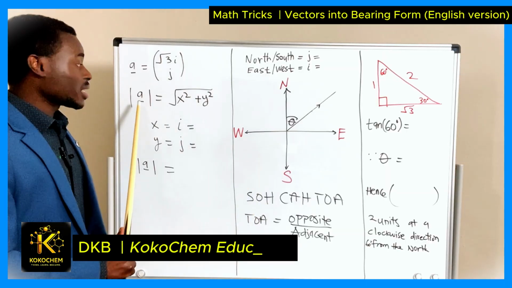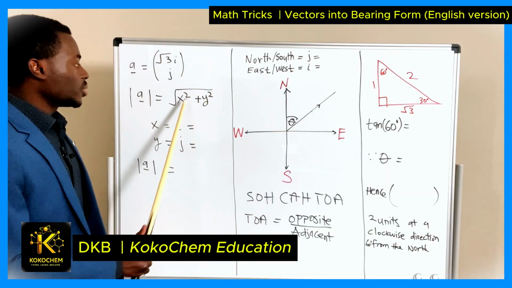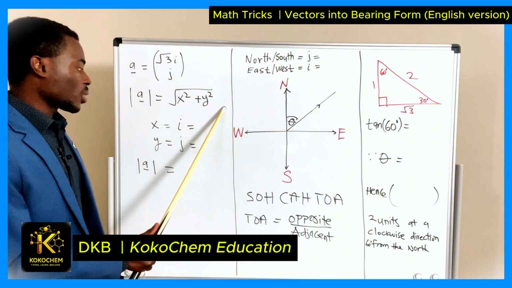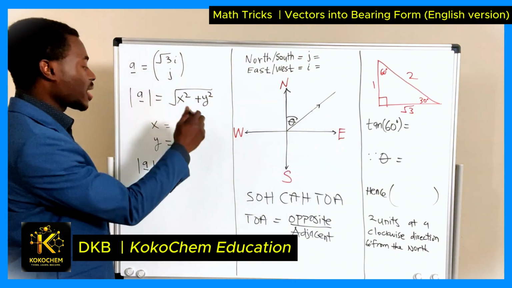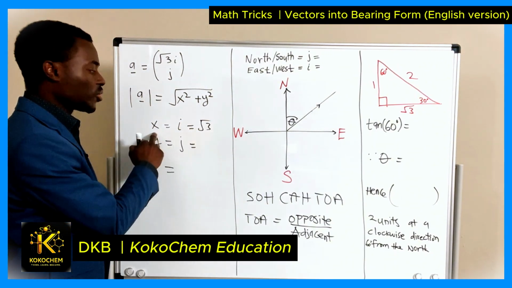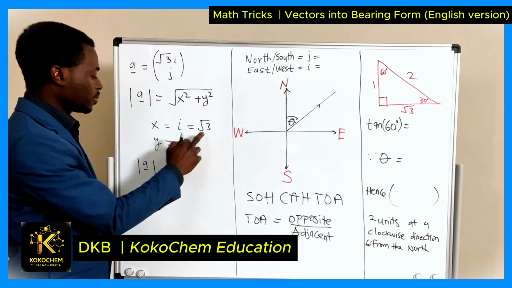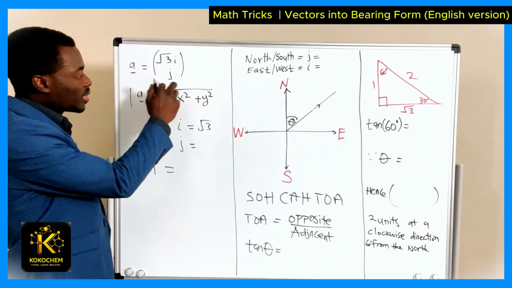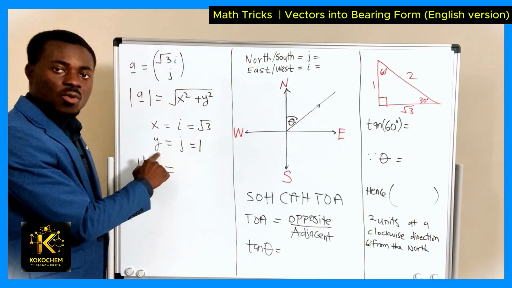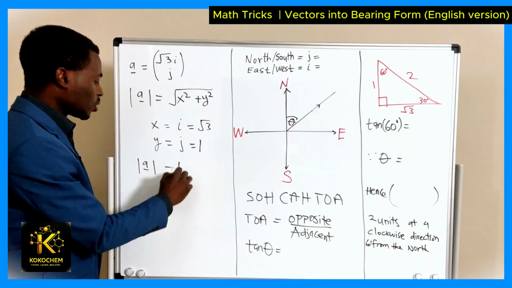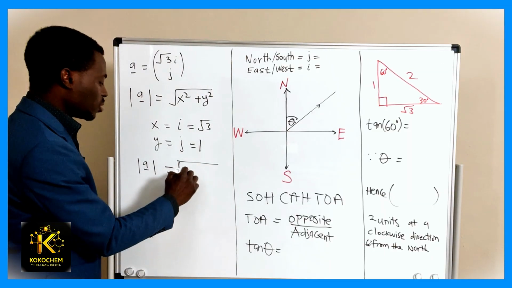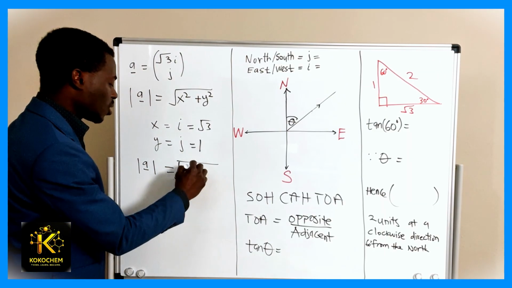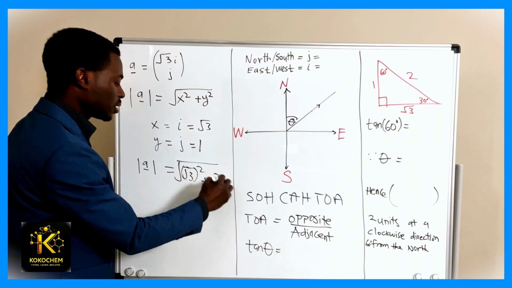The formula for the magnitude is the square root of x squared plus y squared. So the coefficient of i is root 3, therefore x is root 3. The coefficient of j is 1, therefore y is 1. So the formula now becomes root 3 all squared plus 1 squared.